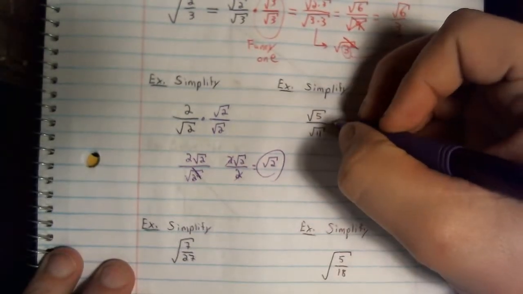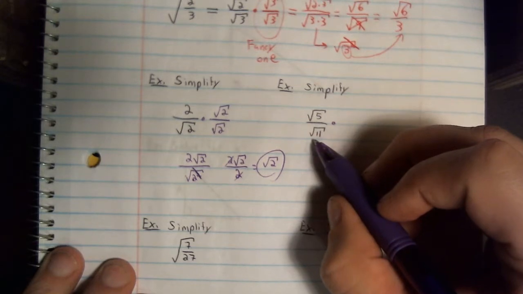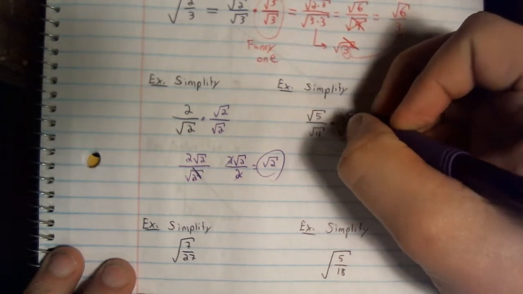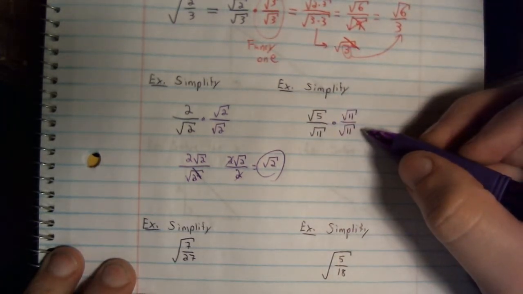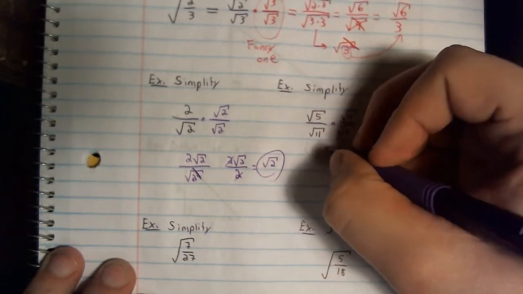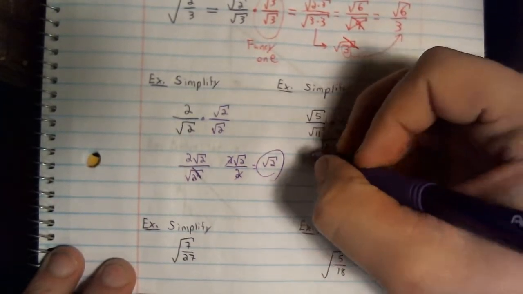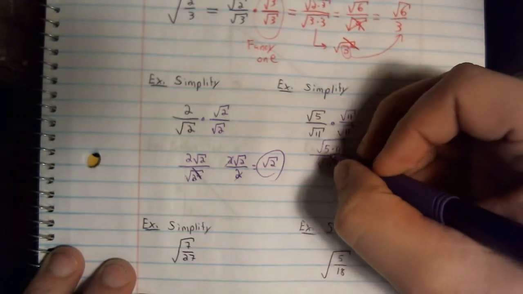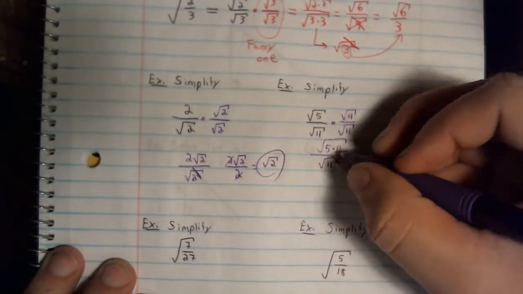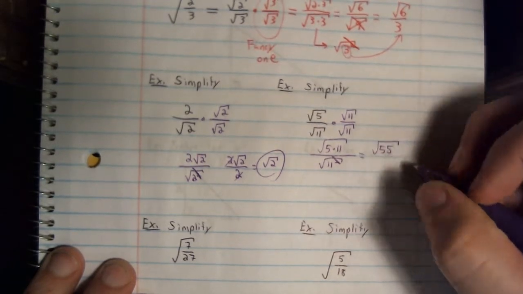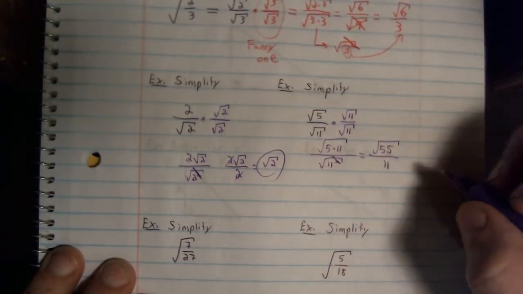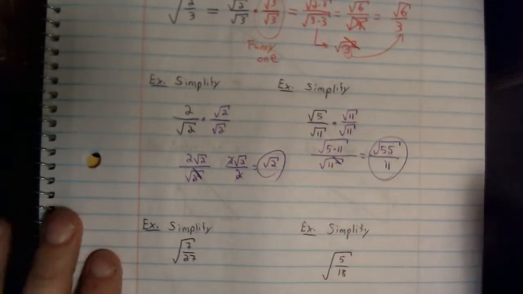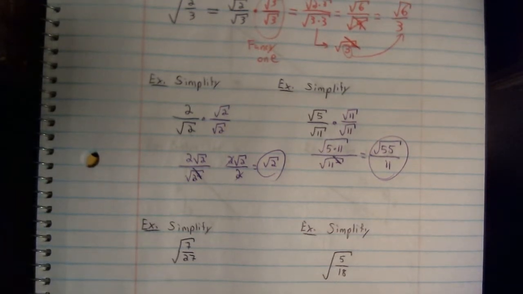Looking at another one. I have square root of 5 over square root of 11. I want to multiply by that fancy 1, root 11 over root 11. That's going to give me root 5 times 11 and root 11 squared. I should notice that those eliminate. 5 times 11 gives me 55, still under the radical, and 11. 55 does not simplify. That's as simple as 55 gets. So we're going to have our solution as root 55 over 11.